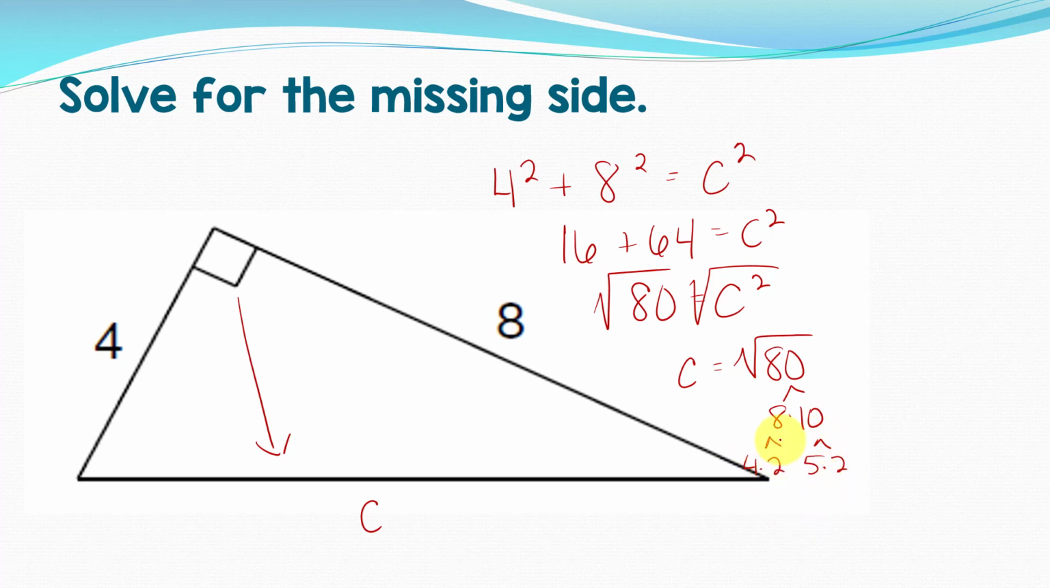So 4 times 2 is 8, 5 times 2 is 10. So right there I've got 2's that need to come outside the radical. 4 is 2 times 2, that's another perfect square that's going to come out. And the only thing left inside is the 5. So 2 times 2 is 4. Radical 5 is your final answer.